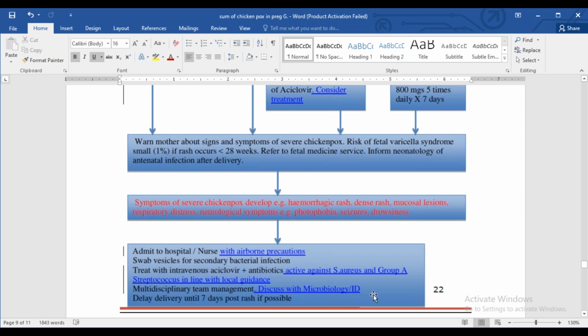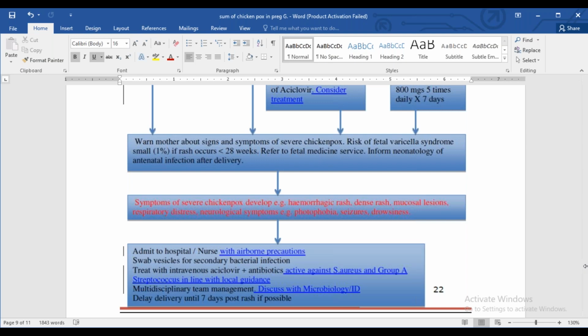And if the patient is due to deliver very soon, you have to defer her delivery until 6 days post-rash, if possible, because some patients may have obstetric emergencies. This delay may affect the outcome of her pregnancy, so you first have to consider the fetal and maternal conditions or comorbidities. If you can defer the delivery 7 days post the rash, it's fine. If you can't, you have to follow the other emergencies.